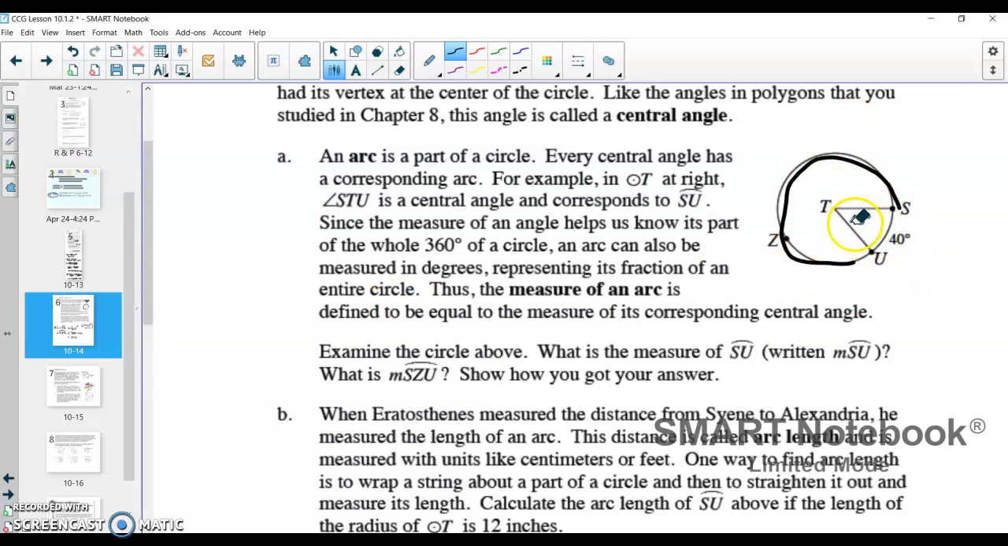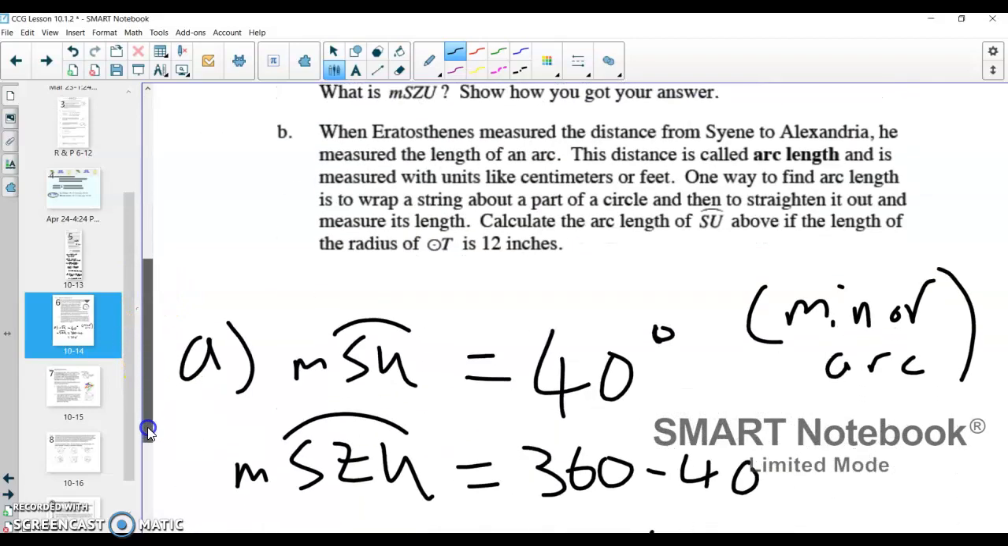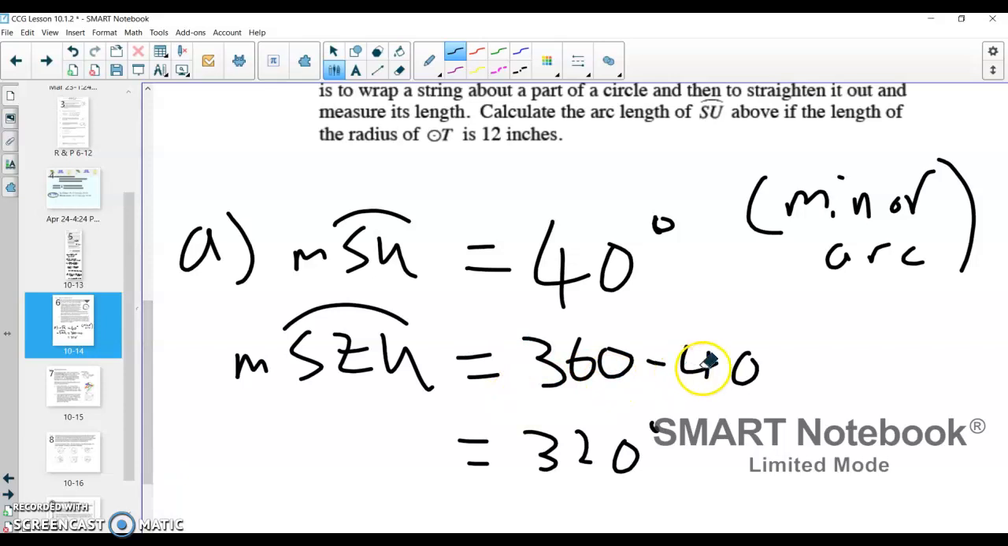So if your central angle is 40, the minor arc across from it is 40, and then the major arc is whatever's left. That's why in this problem I did 360 minus the minor arc, which gave me that major arc.